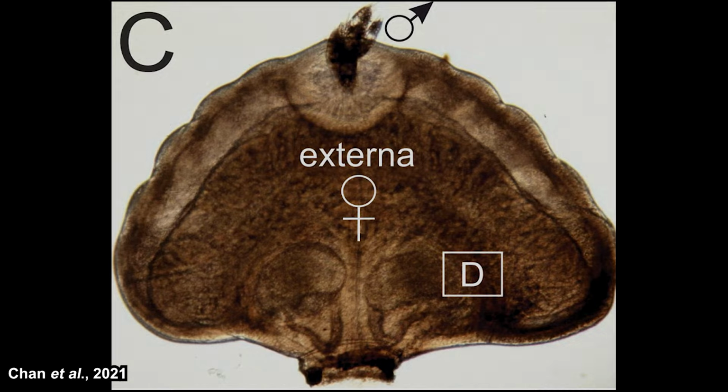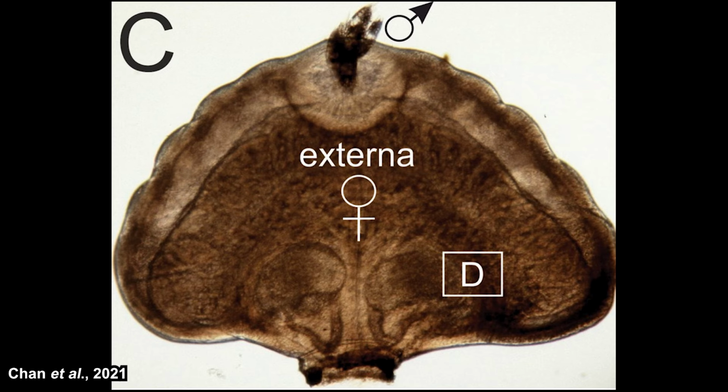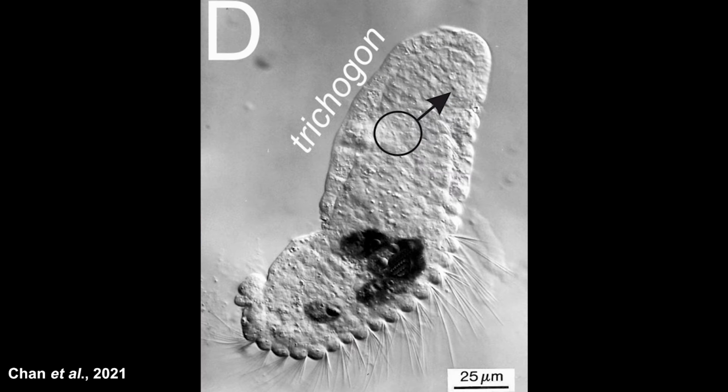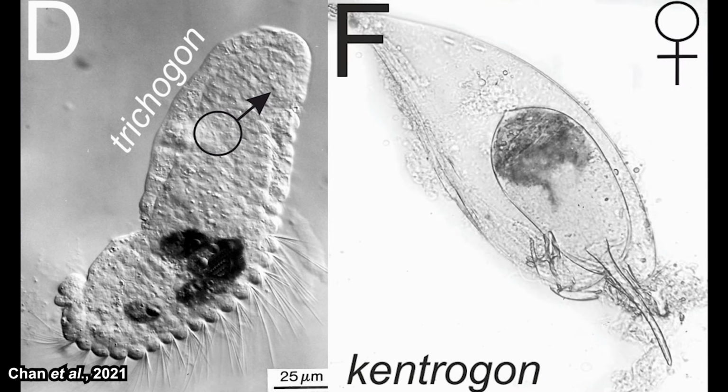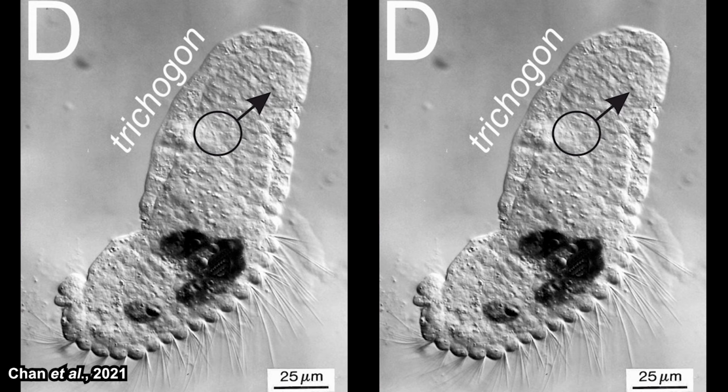Oh, by the way, males live freely as a cyprid larva. After a male cypris enters an externa, they will enter the stage called trichogon, which also doesn't have a hard shell. It's basically the male counterpart of the female kentrogon. Oh, by the way, the externa can be entered by 2 males. At the end of its journey, the male will basically become cells that turn into male gametes.